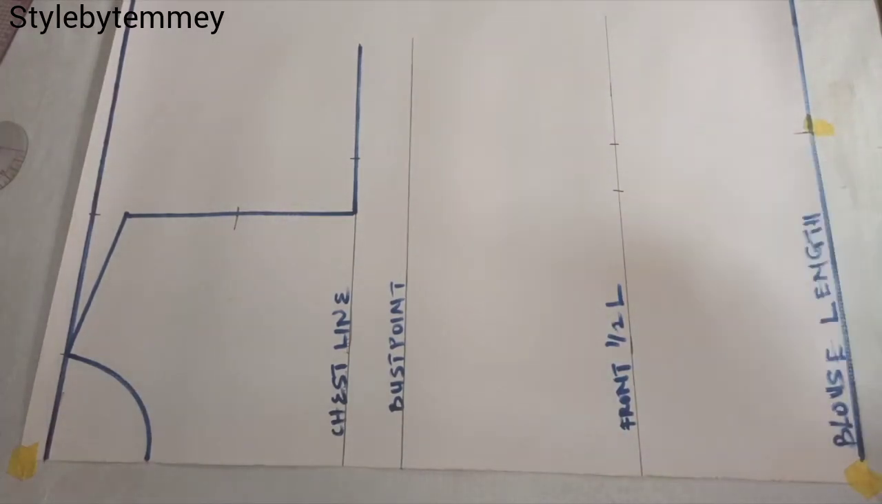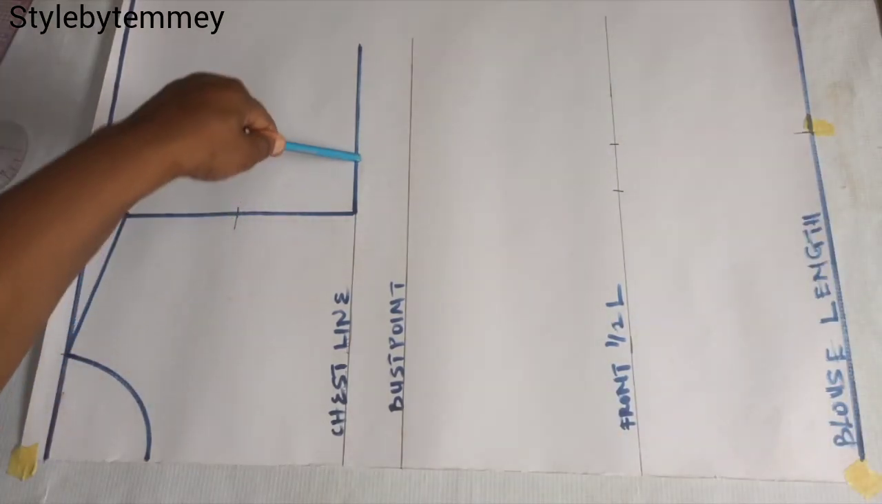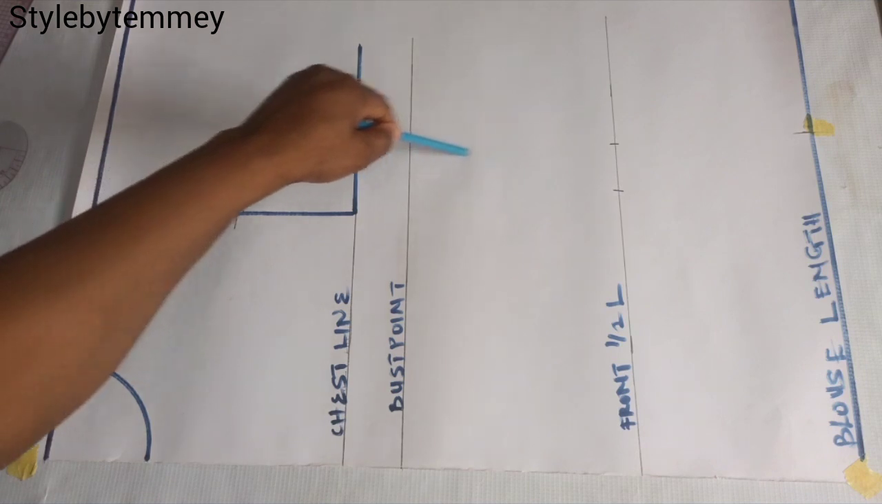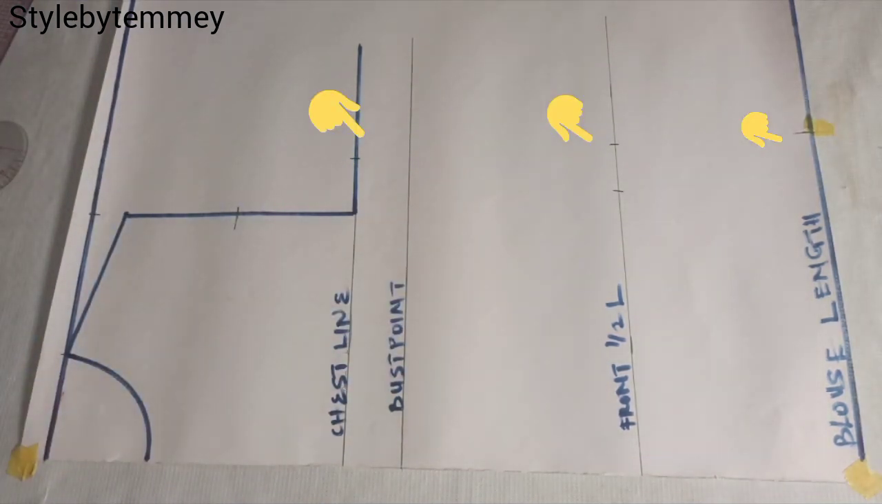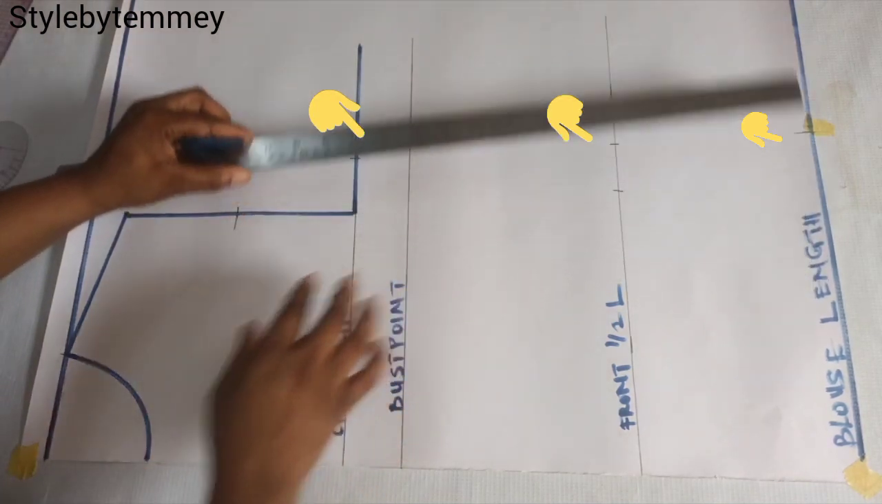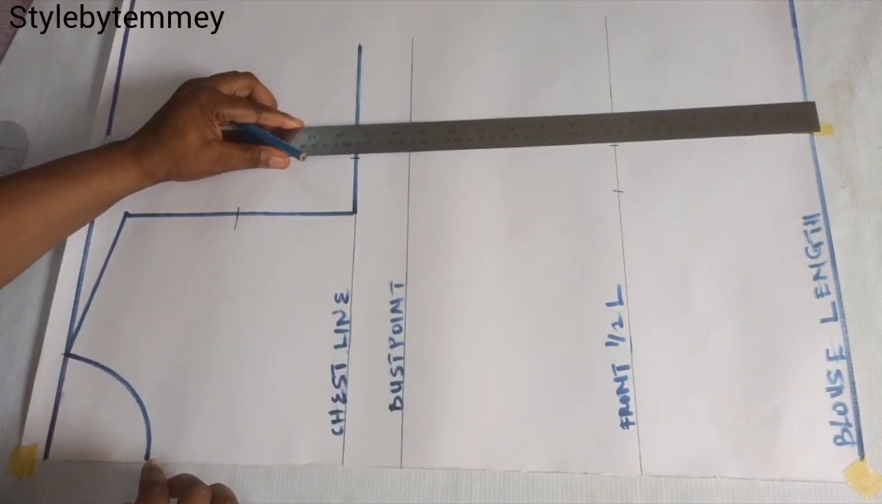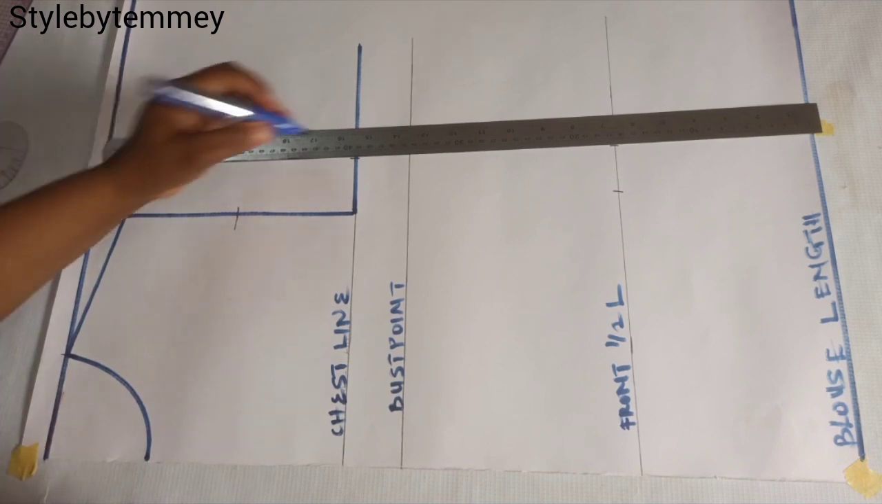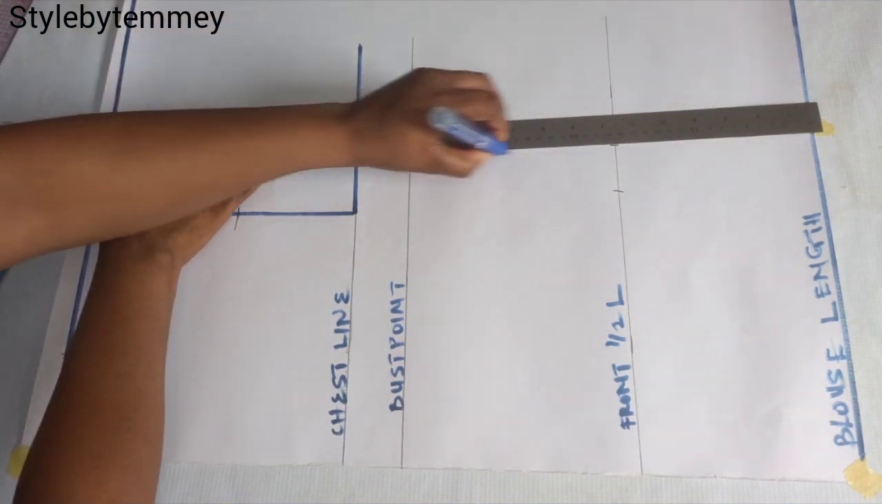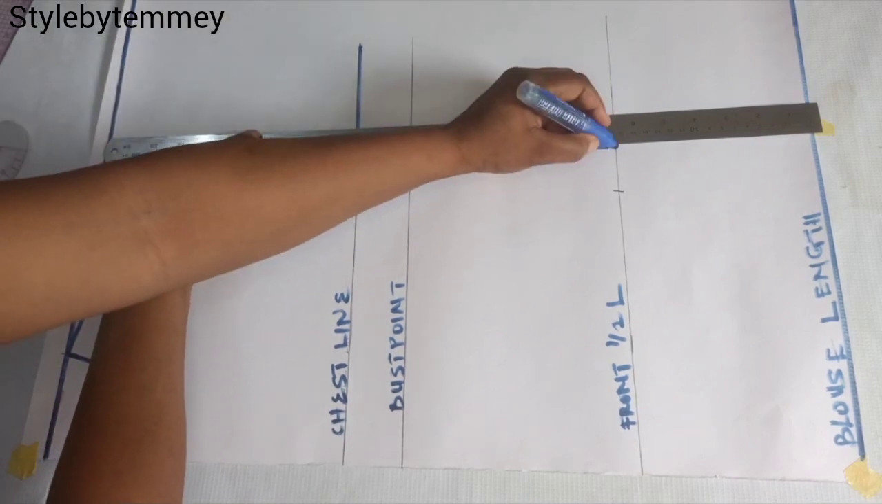So I'll be moving to the upper part of our pattern, and I'm going to connect 3 lines together, which is my bust, the point that I made on my bust, the point that I made on the half length, and the point that I made on the blouse length, which is my bust, my waist, and my hip. I'm going to be connecting them together.